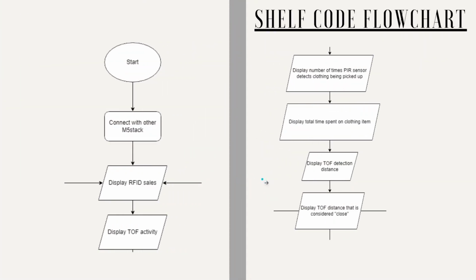Now for the flowchart of the M5stack shelf code. First, we will start by connecting with the other M5stack at the counter. We will then gather the data of the RFID sensor and display such data. We will then display the data of the TOF and PIR sensors. From then on, we will use logic to check on the status of the PIR and TOF sensors and also the 3 buttons.